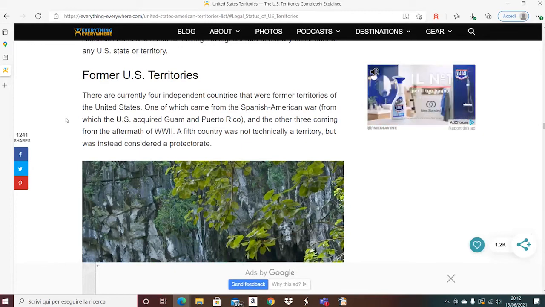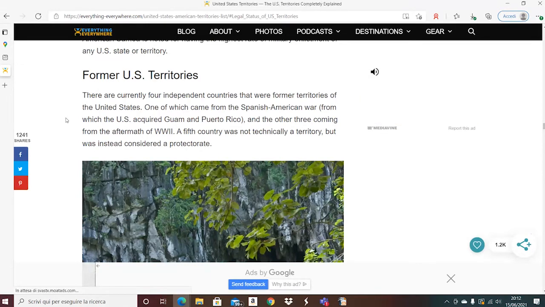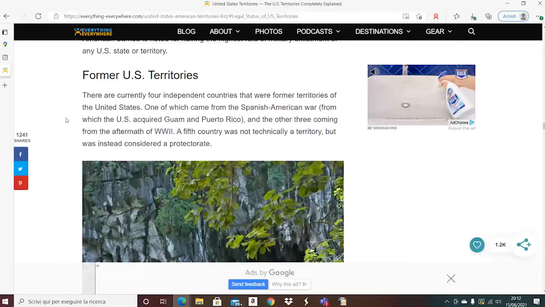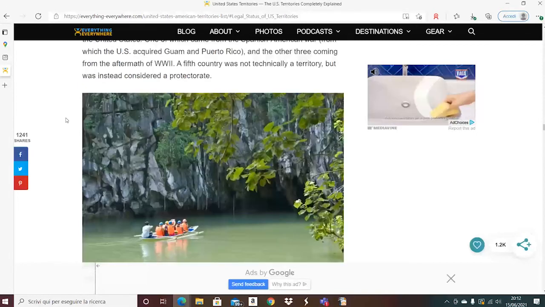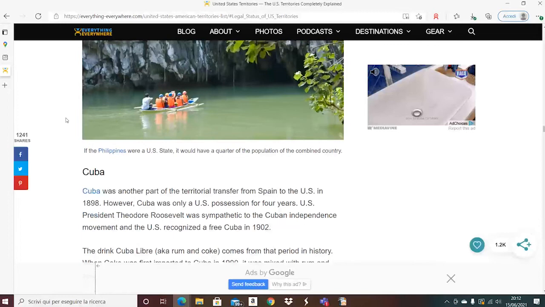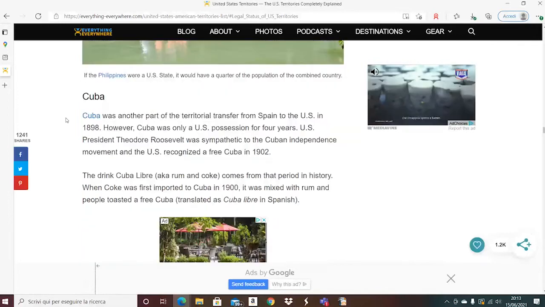A fifth country was not technically a territory, but was instead considered a protectorate. If the Philippines were a US state, it would have a quarter of the population of the combined country. Okay, so another complicated issue is the Cuban one.